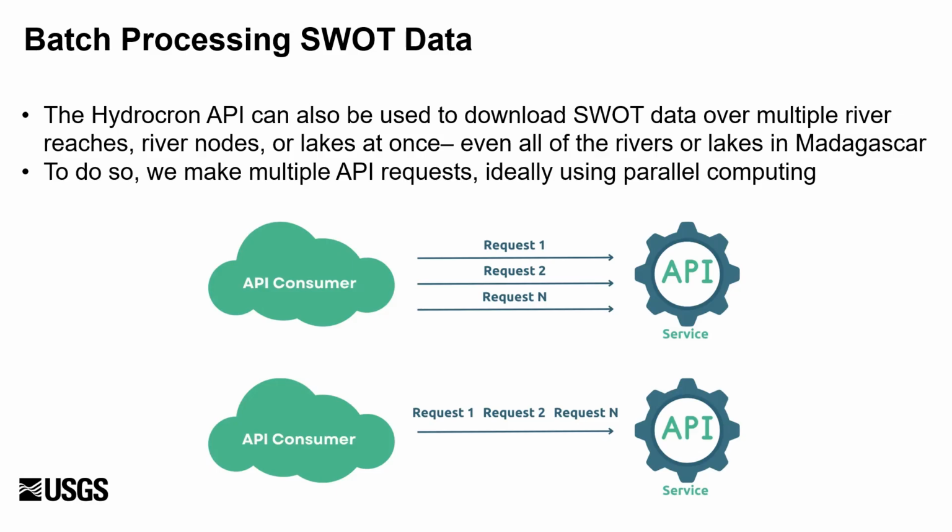So far, all of our examples have been focused on downloading data for one river reach or node or lake at once. But we can also use the Hydrocron API to download SWOT data over multiple areas at one time, scaling all the way up to all of the rivers or lakes in Madagascar or even globally. To do so, we need to make multiple API requests, ideally using parallel computing. And so instead of sending a bunch of requests at once, we can send different requests in batches, which we're showing here. And I'll demonstrate this now using some tutorials within Python and R.